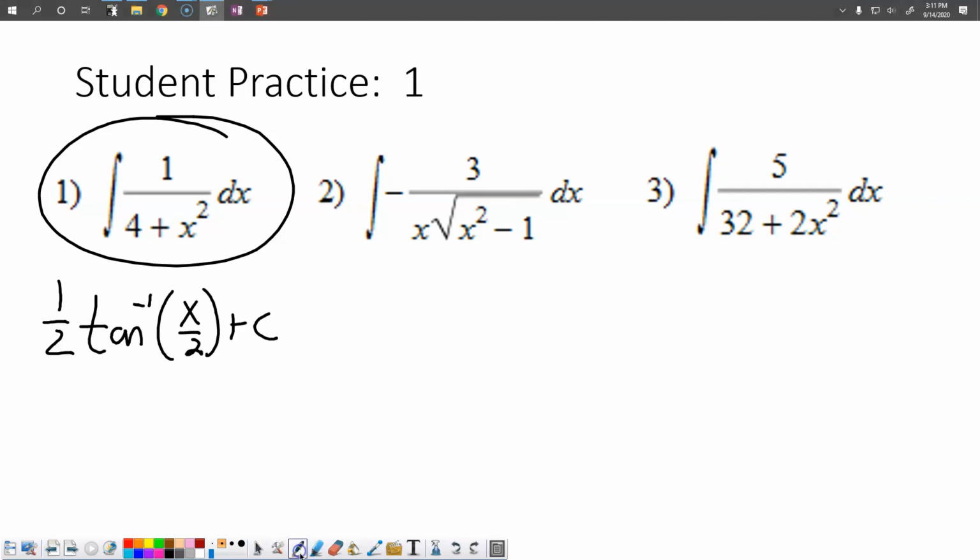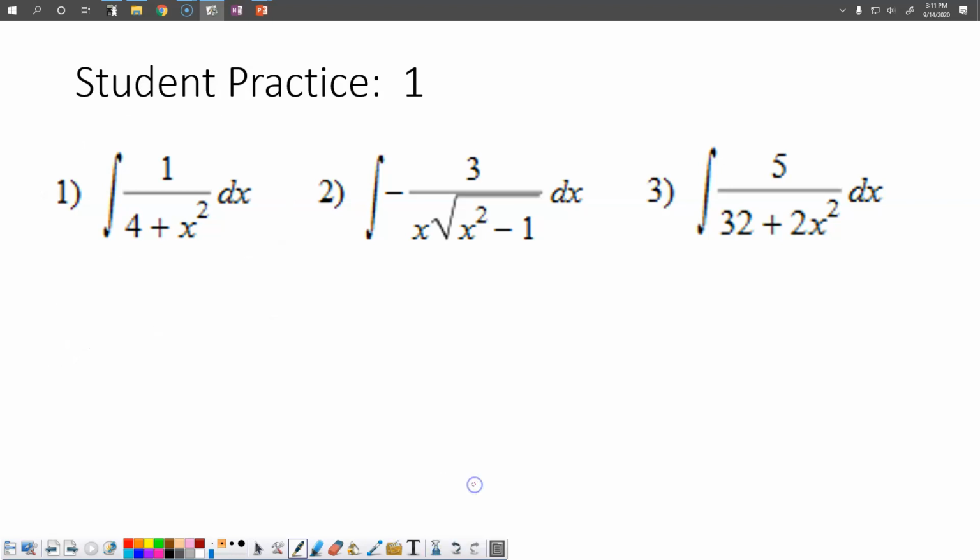So as you guys can see, this one fit an arc tangent pattern. The square root of 4 is 2, so that's my a value, and it goes in this spot and this spot, and the square root of x squared is x, and that goes here. So those are the 3 blanks we had to fill in for the arc tangent pattern.